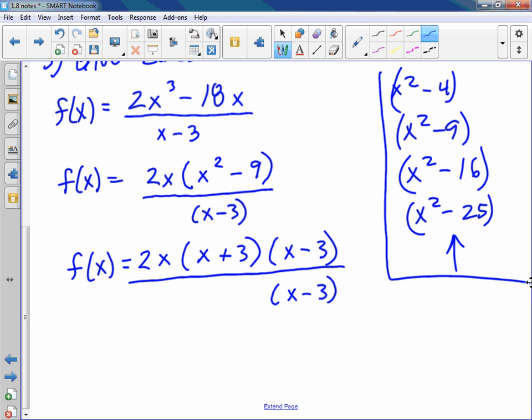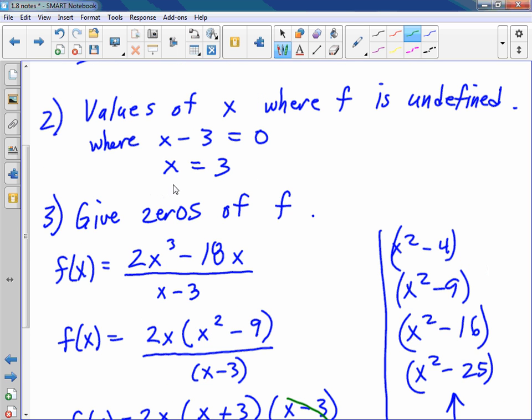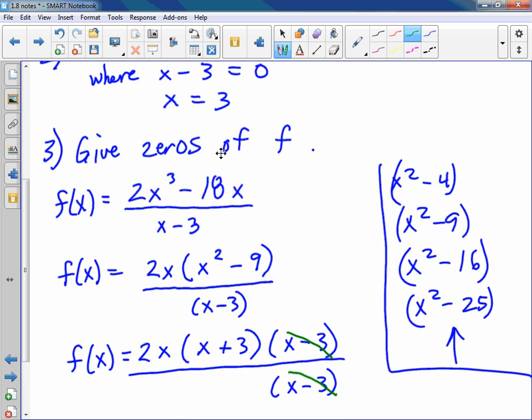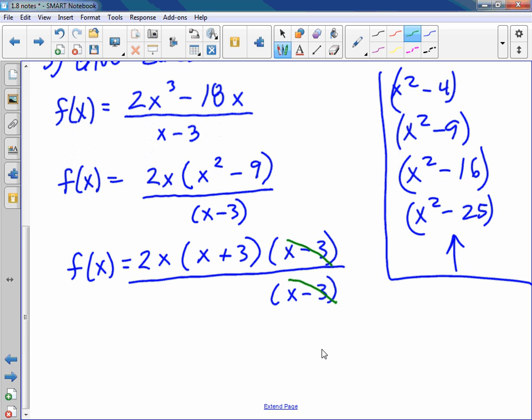Okay, so now we can say that these will divide out, but we don't want to forget what we did up here, that it's undefined where x equals positive 3. That's where that one's going to come from. There's probably going to be some type of an asymptote there, vertical asymptote more specifically. So we don't want to lose that. But at the same time, it makes our life a lot simpler. F of x equals 2x times x plus 3.